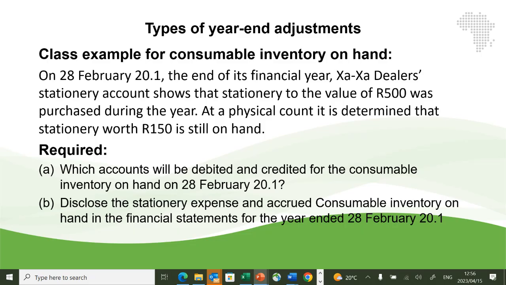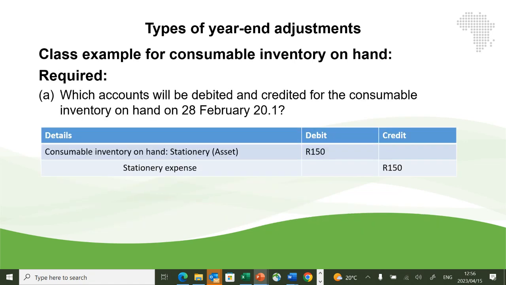And what were they going to credit? Because they've paid for that stationery, they were going to credit what? Bank. Bank is an asset, and we know an asset decreases on which side? On the credit side. So you'll have debited stationery expense and credited your bank. But now, at the end of the year, they are telling you that during the physical count, it was determined that the stationery worth 150 was still on hand, which means it was not used. So what do we need then to do here?